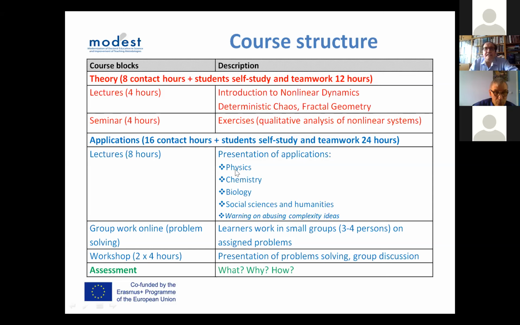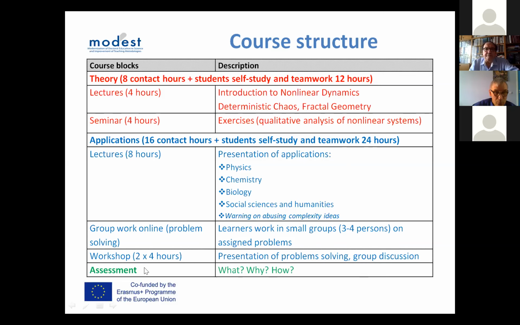And here there are many interesting materials for applications. For example, even epidemiology, there are some nice epidemiological models. So I show our students how we can model, say, coronavirus and so on, using methods of the theory of complexity. Then we can have group work online, problem solving. Learners can work in small groups. And then, after this group work of something like 20 or 24 hours, one can have a workshop, presentation of problem solving, and group discussion.